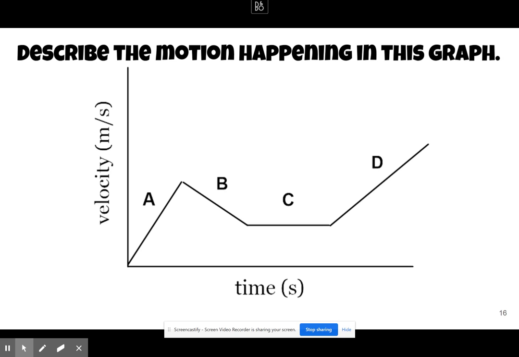All right. Now I want you to pause the video here and I want you to describe what is happening at segment A, segment B, segment C, and segment D. So write down what's happening at those 4 spots and then come on back and we'll talk about it.